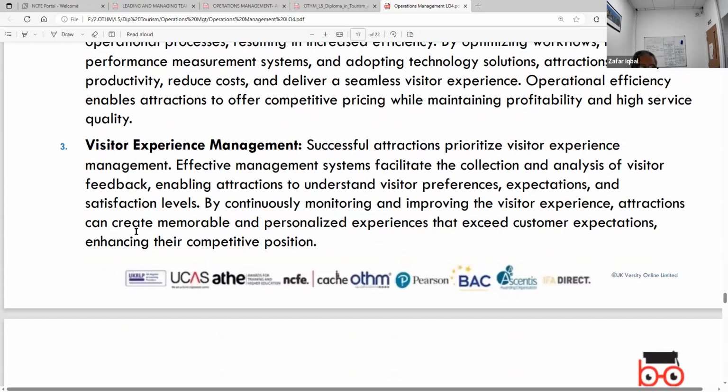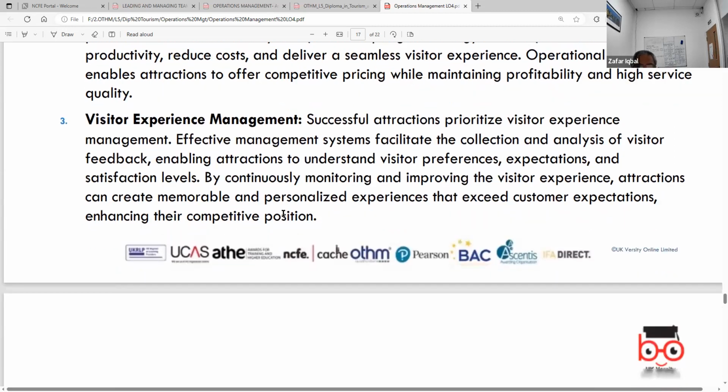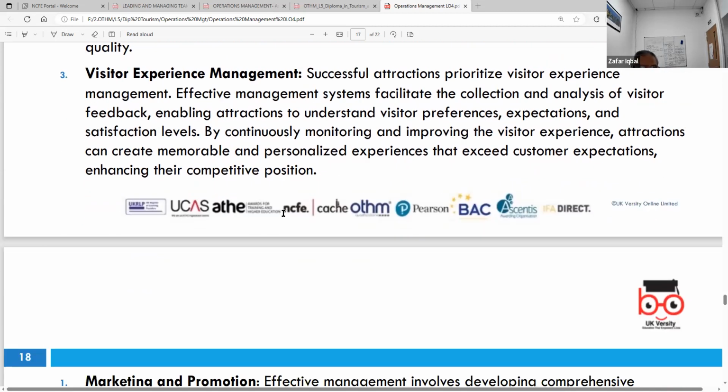Okay, experience management, visitor experience management by feedback, by collecting data, by looking at the personal experience, by looking at the expectations and satisfaction levels of reviews, feedback, and experiences. So you get the customer satisfaction experience. So you look at that data, make sure that it's working, make sure that you collect and implement that kind of data.